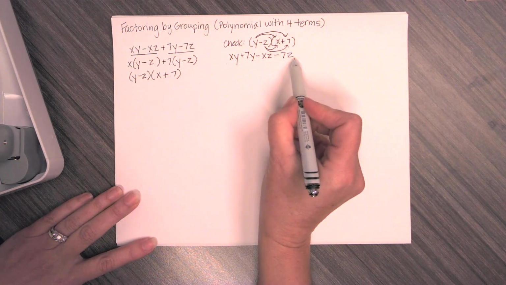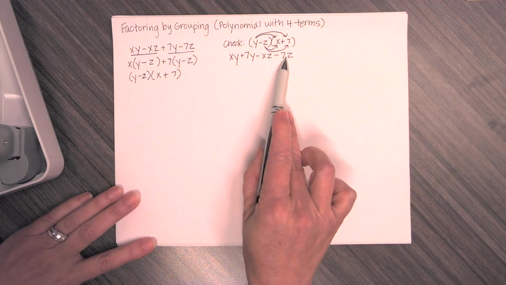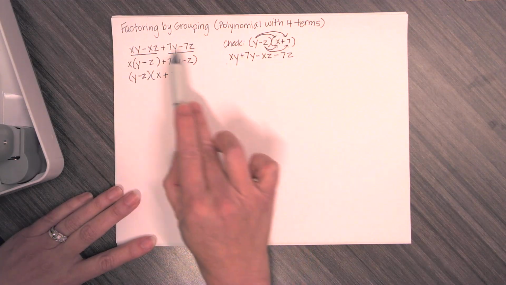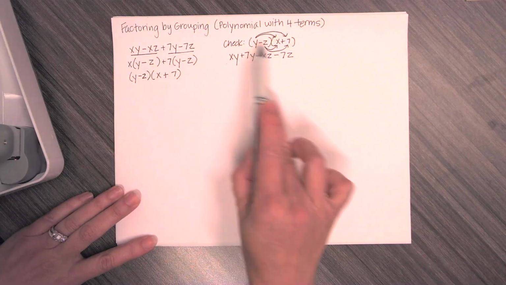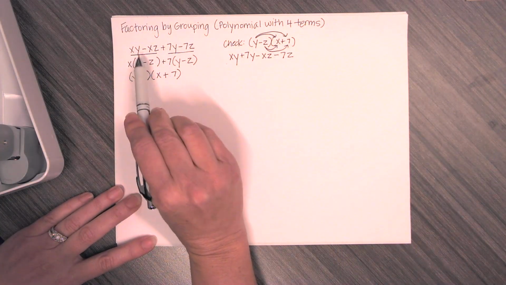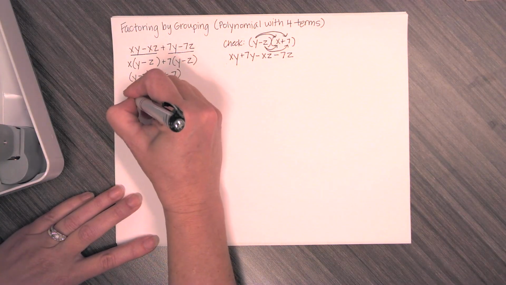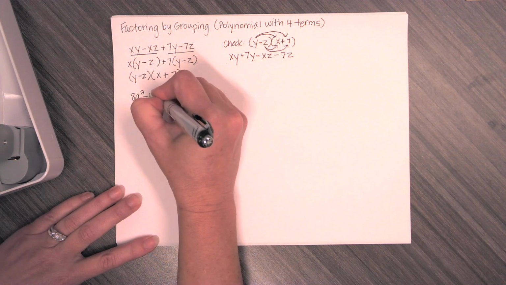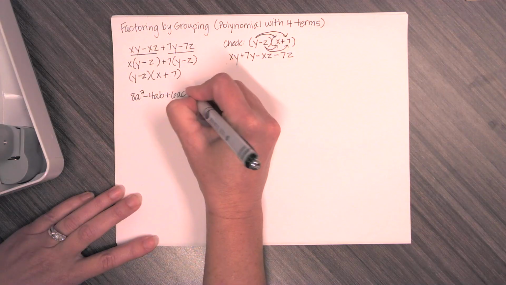And if you look, we have the same four terms that we had here. They're not in the same order, but that does not matter. So this is correct. We have the xy, we have the positive 7y, we have minus xz, and minus 7z. So this is the correct factored form of this polynomial. All right, let's look at another one. What if we have 8a squared minus 4ab plus 6ac minus 3bc?